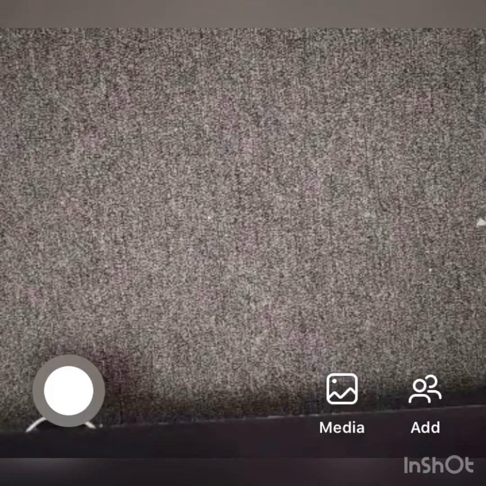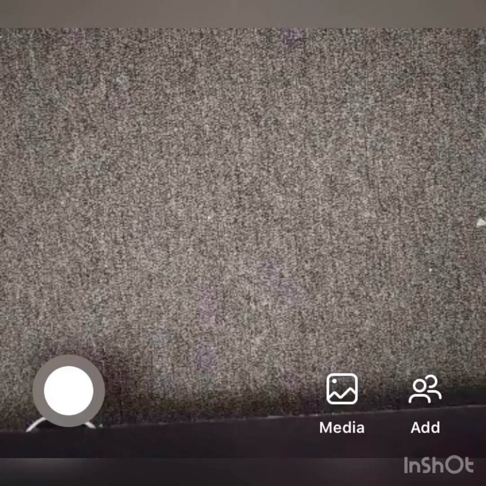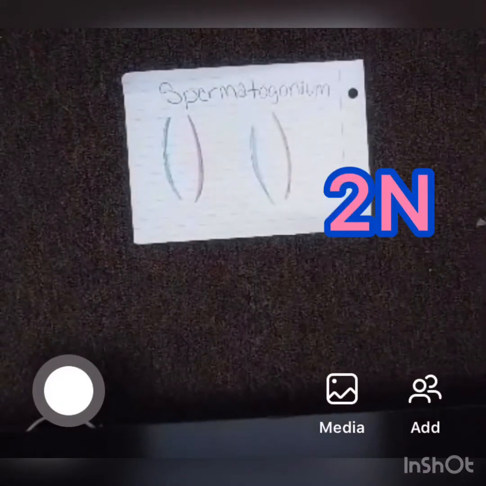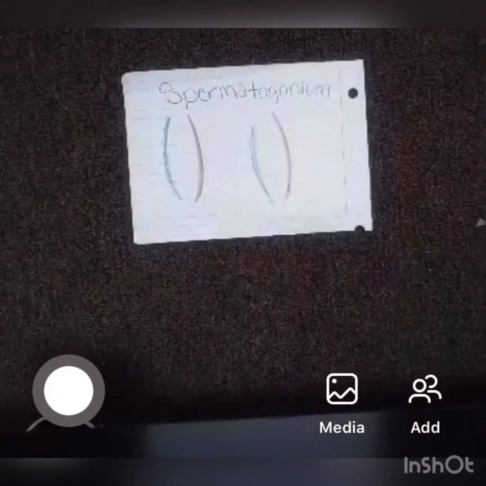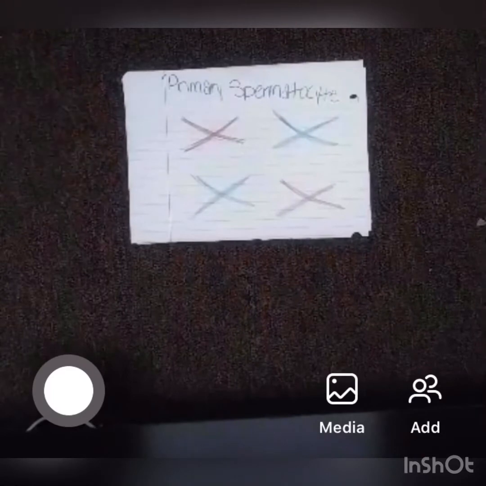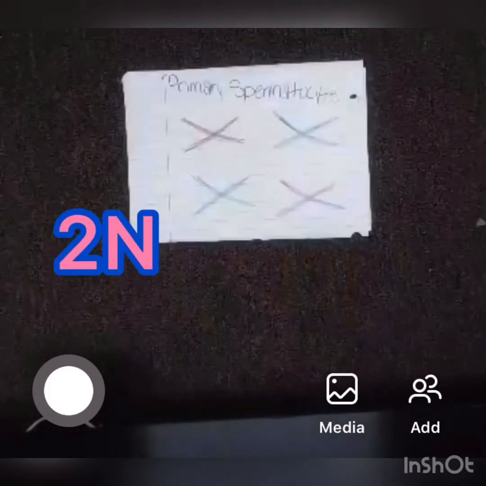And first we're going to be talking about spermatogenesis, which is the development of sperm within males. This process starts out with a spermatogonium, which has two sets of chromosomes. These chromosomes double within the cell in order to become a primary spermatocyte. The primary spermatocyte needs the double DNA in order to undergo meiosis 1.